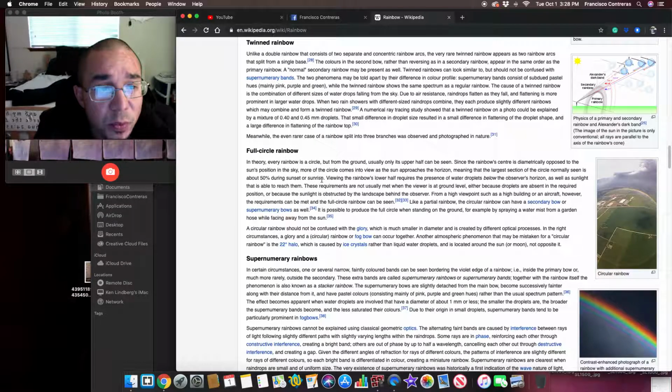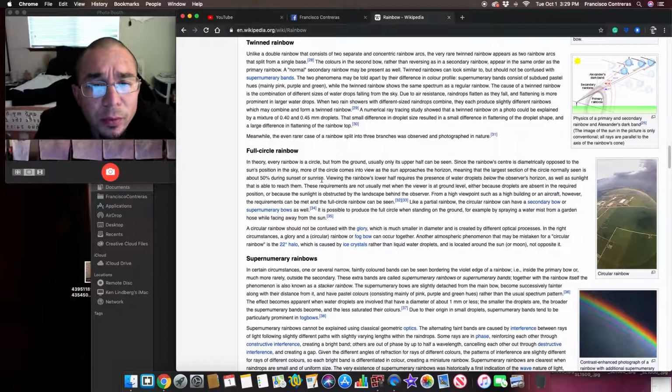The cause of a twin rainbow is the combination of different sizes of water drops falling from the sky due to air resistance. Raindrops flatten as they fall, and flattening is more prominent in larger water drops. When two rain showers with different sized raindrops combine, they each produce slightly different rainbows, which may combine and form a twinned rainbow.